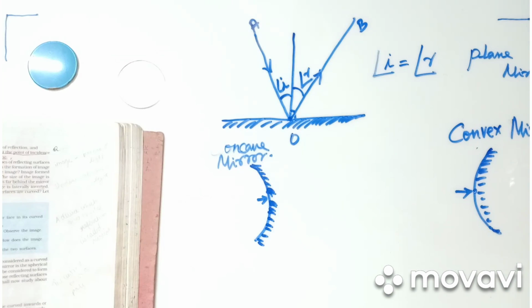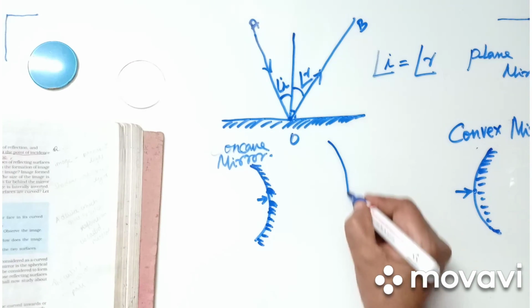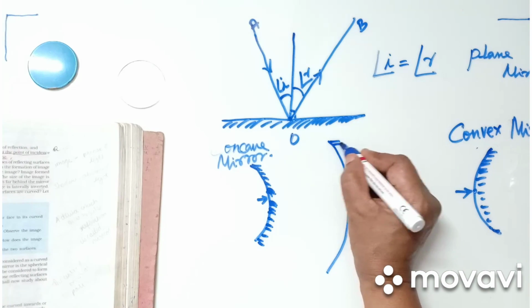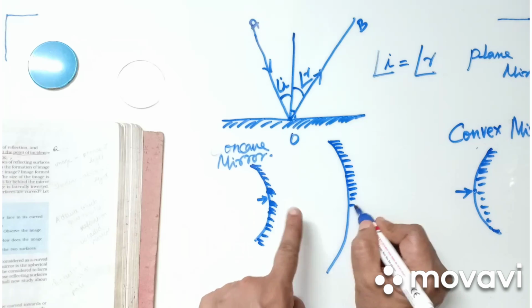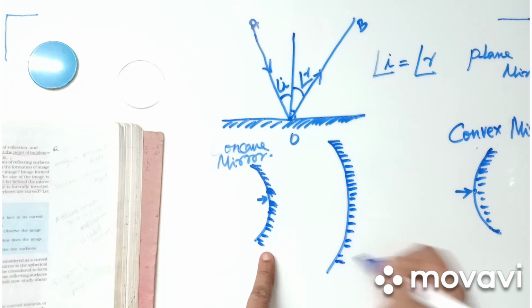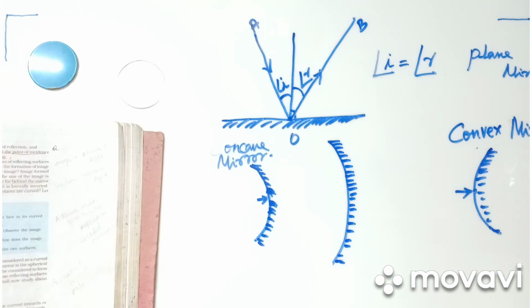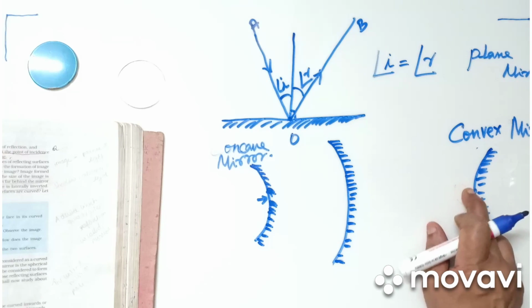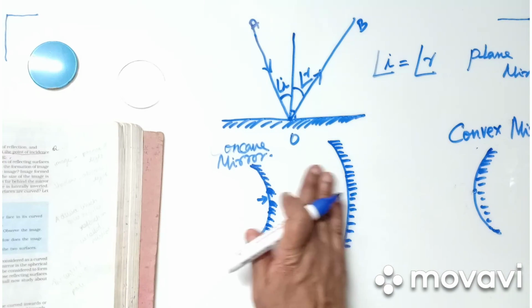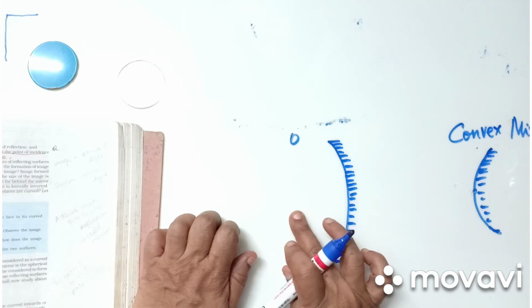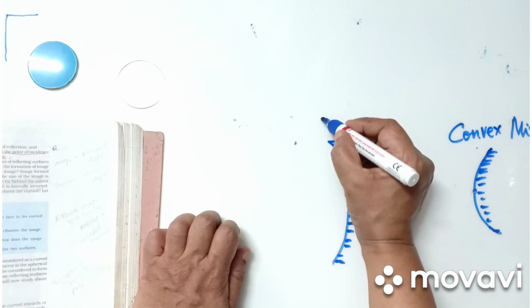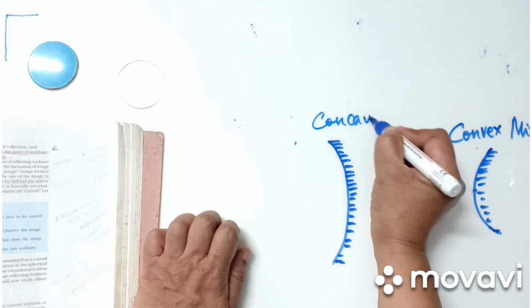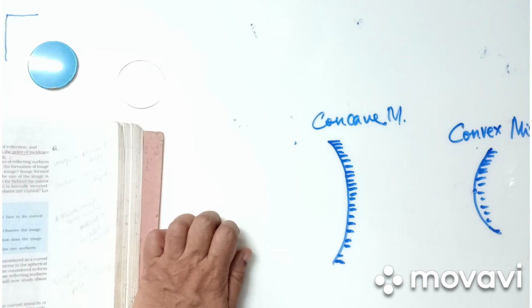You have to study. Suppose this is your concave mirror. Whenever you draw a concave mirror, I told you, always the reflecting surface should come onto the left. See, the reflecting surfaces come to the left, and you know this is a concave mirror and this is a convex mirror.